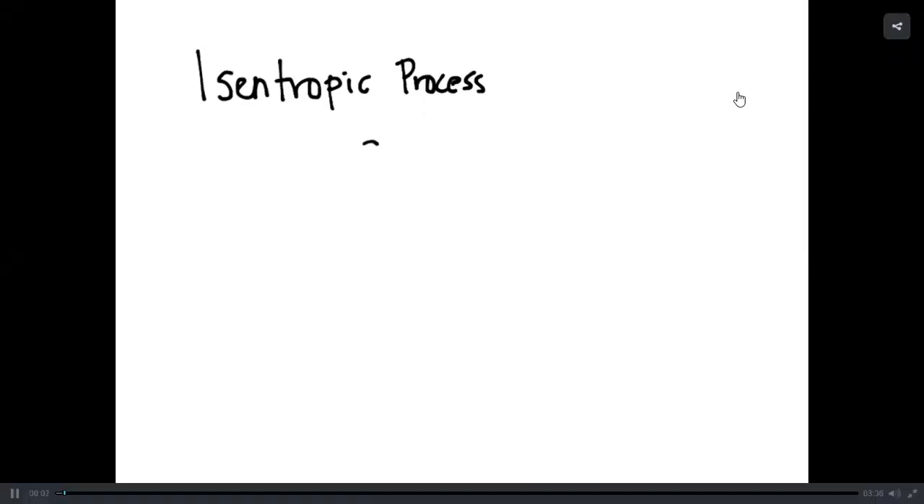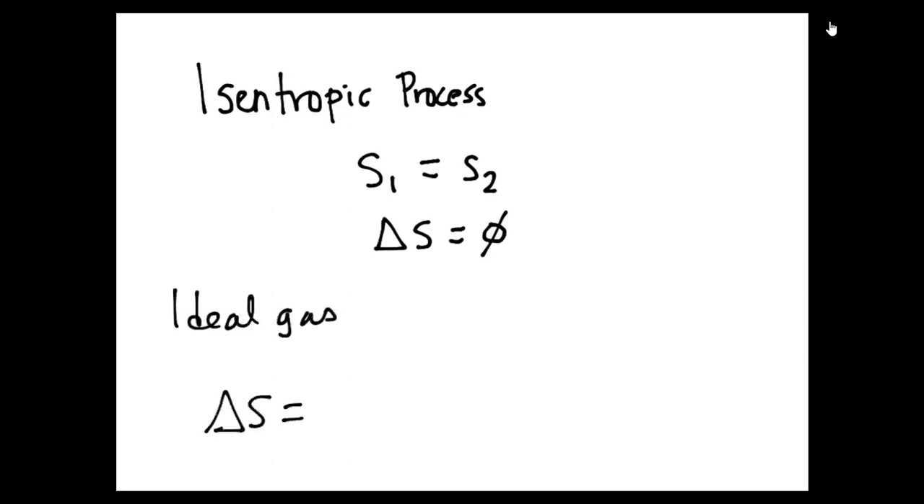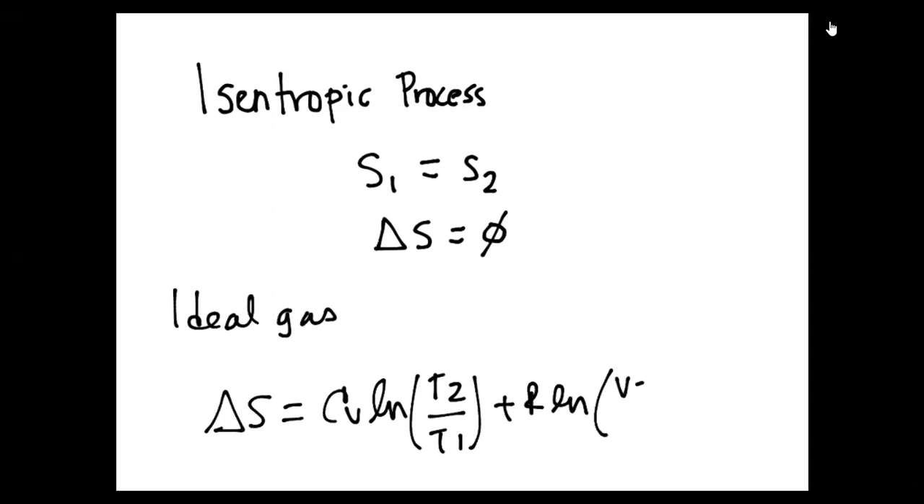An isentropic process is a process where the entropy remains constant, that is, S1 equals S2, or delta S is going to be 0. For an ideal gas, let's remember that one of the ways of evaluating delta S is Cv logarithm of T2 over T1 plus R times the logarithm of V2 over V1. And this has to be equal to 0 in an isentropic process.